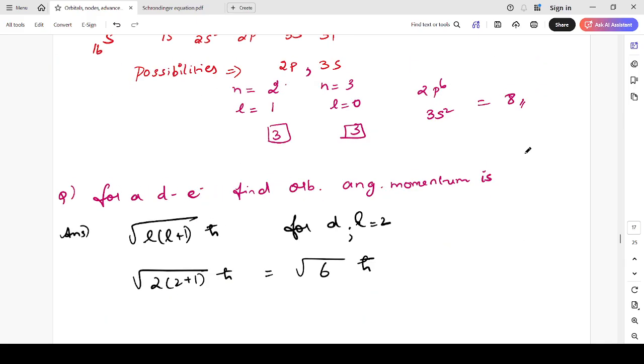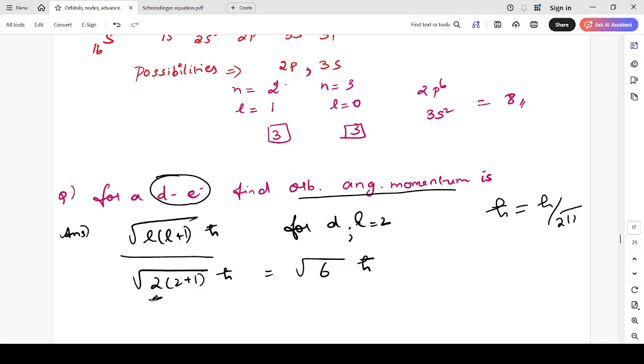The next one is called orbital angular momentum, which is given by the formula square root of l into l plus 1 times h bar. And h bar is nothing but h by 2 pi. For the d electron, they are asking us. For d, what is the value of l? 2. Substitute to get an answer. Okay, ma'am.